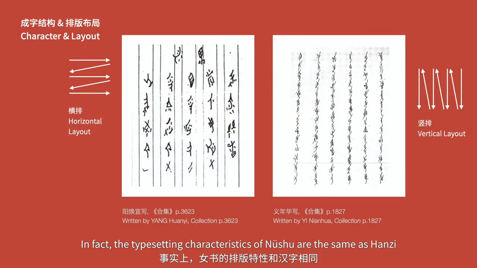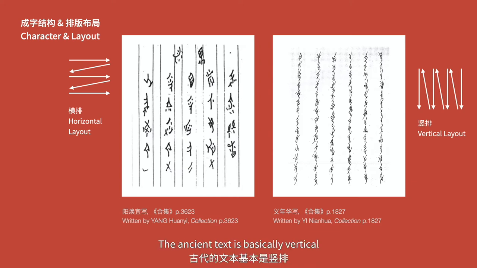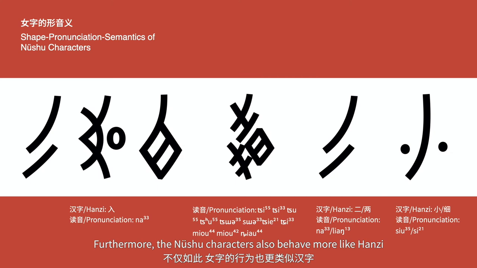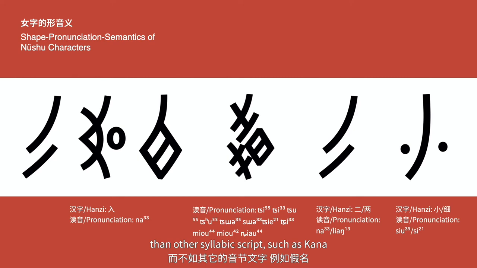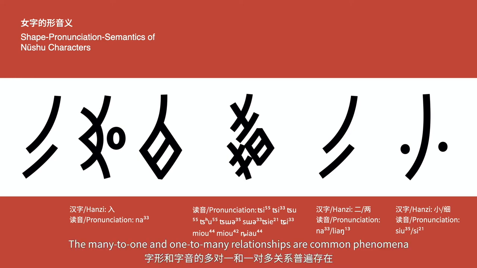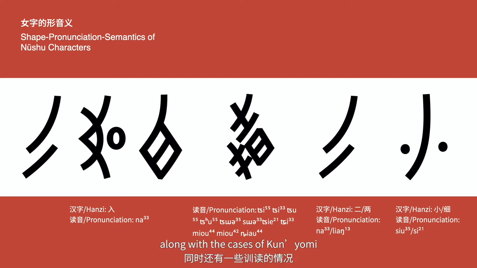In fact, the typesetting characteristics of Nüshu are the same as Hanzi. The ancient text is basically vertical, while the contemporary is based on horizontal arrangement. Furthermore, the Nüshu characters also behave more like Hanzi than other syllabic scripts such as Kana. The many-to-one and one-to-many relationships are common phenomena, along with the cases of Gunyomi.